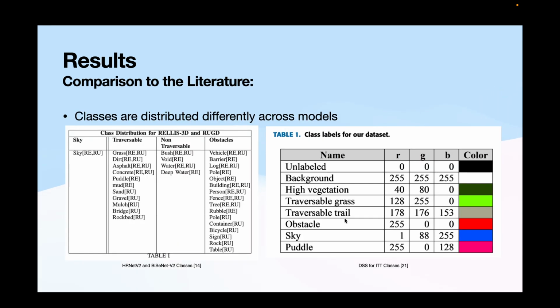And now, comparing to the literature. There are actually quite a few models out there, but the issue is that every model has decided to combine the classes in a different way. For instance, OffSeg, which is made by the makers of RELLIS-3D, combines theirs differently as traversable, non-traversable, and obstacles, while another one combines their classes differently as well.